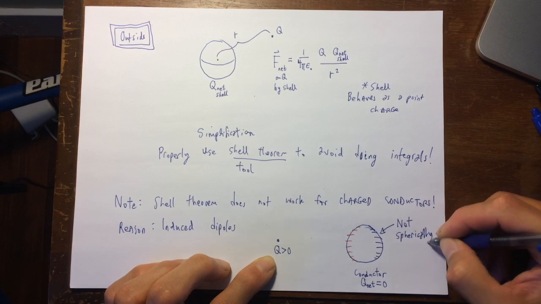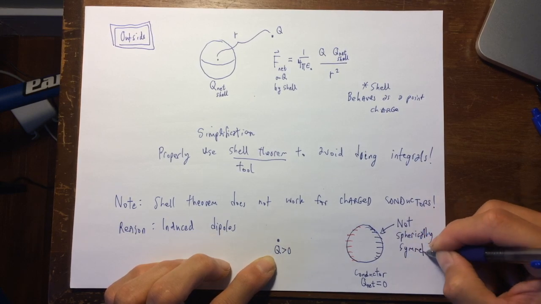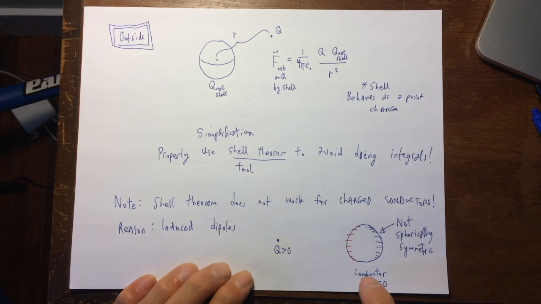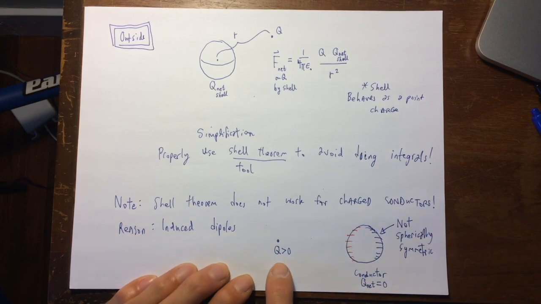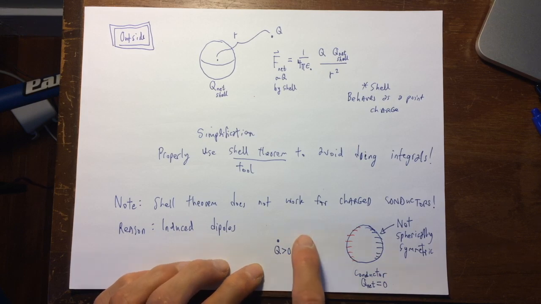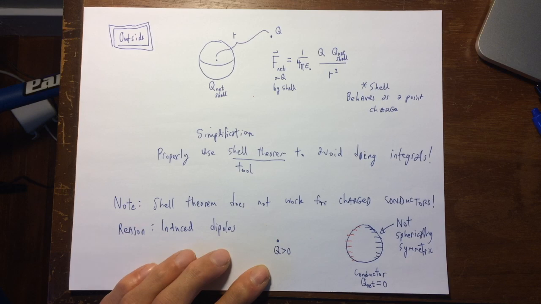and this situation is not spherically symmetric, right? So this is an induced dipole. It's induced by the interaction between this external charge and the conduction electrons on the conductor.